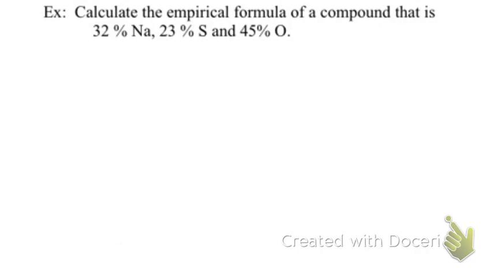Alright, so we are going to calculate the empirical formula for a compound that has 32% sodium, 23% sulfur, and 45% oxygen. Remember, you can pause at any time to catch up. The first step is to create a table that has 3 columns, one for mass, one for moles, and one for ratio. Again, that chant, mass, mole, ratio. Because we have sodium, sulfur, and oxygen, we're going to have 3 rows.